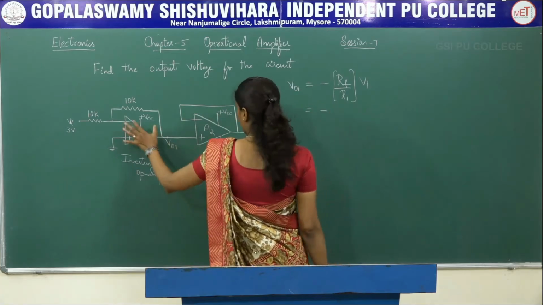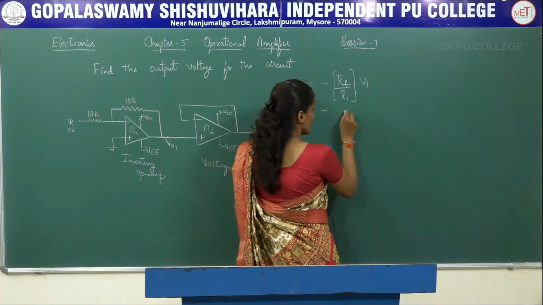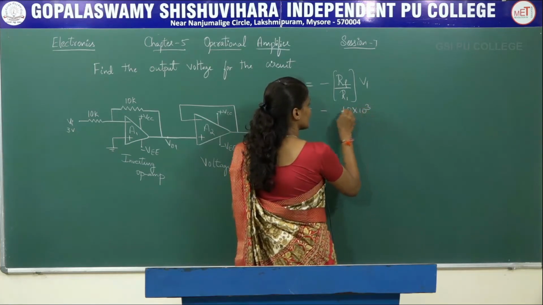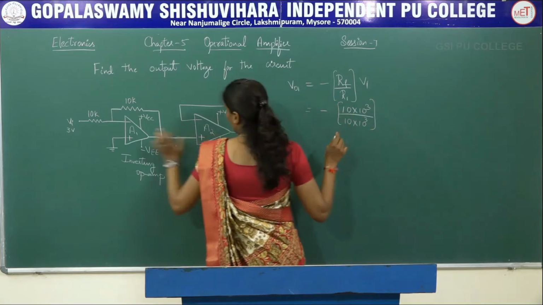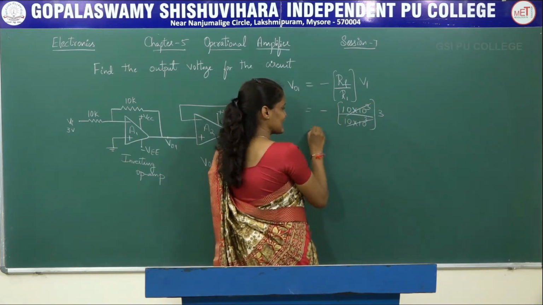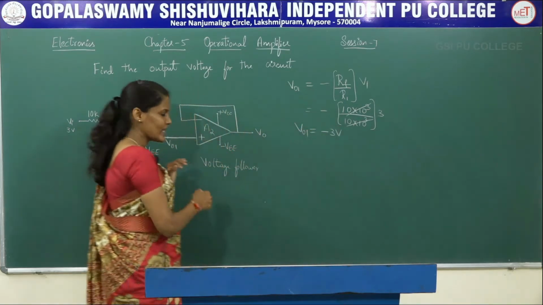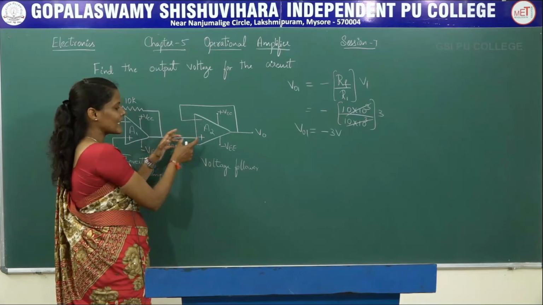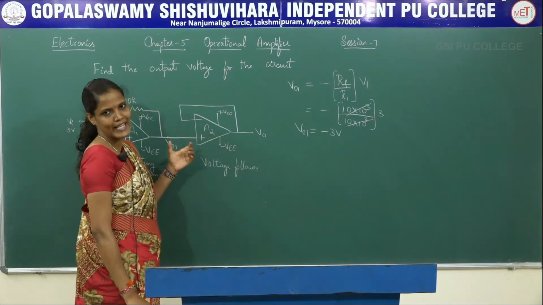So minus RF, that is 10k, R1 is also equal to 10k. So minus 10 into 10 to the power of 3 divided by 10 into 10 to the power of 3 of Vi, whose value is equal to 3 volts. This entire thing gets cancelled, so I will be left with minus 3 volts. V01 value is equal to minus 3 volts, and that V01 is applied as input for the non-inverting terminal of the second op-amp, that is A2.